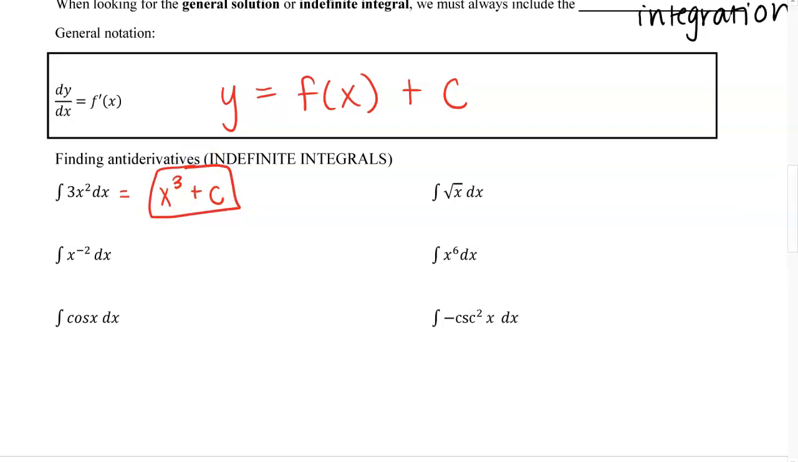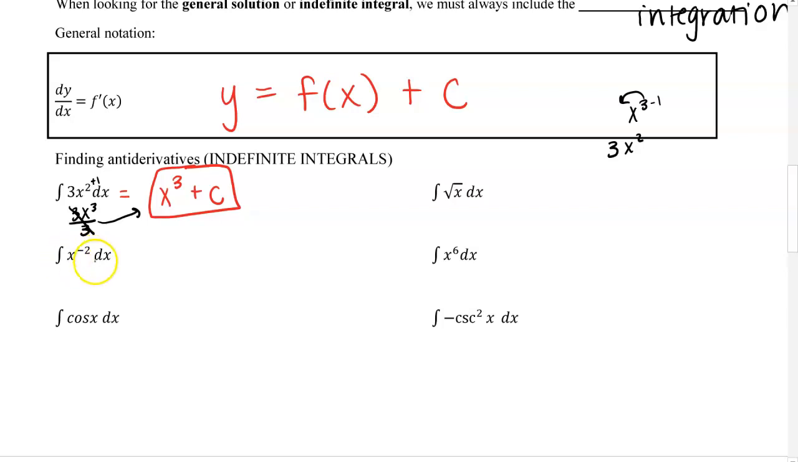An easier way, if you're wondering how Mrs. Nodelman is doing this without actually figuring it out: when you think about taking a derivative, if I ask you to take the derivative of x to the third, you multiply by 3 and subtract 1 from the exponent. For antiderivatives, you do exactly the opposite. You add 1 to the exponent, so this would become x to the fourth, and you divide by the new exponent. So the new exponent is 3, I divide by 3, and that's where x to the third comes from.